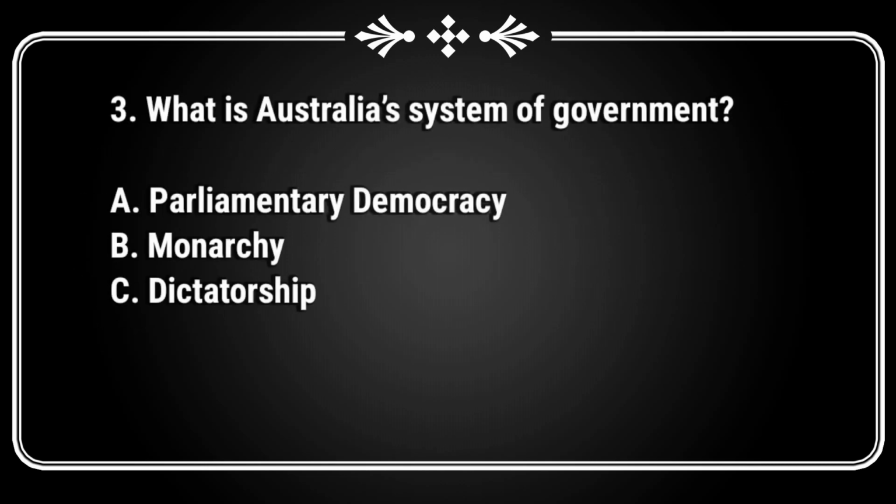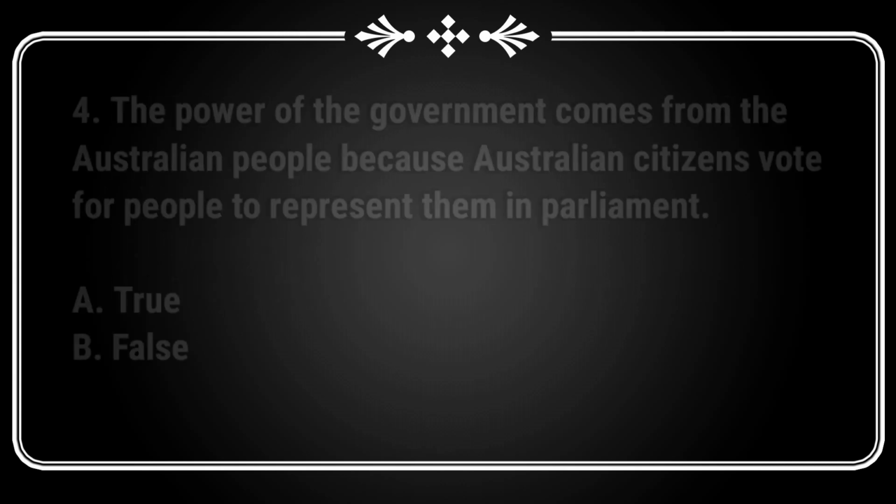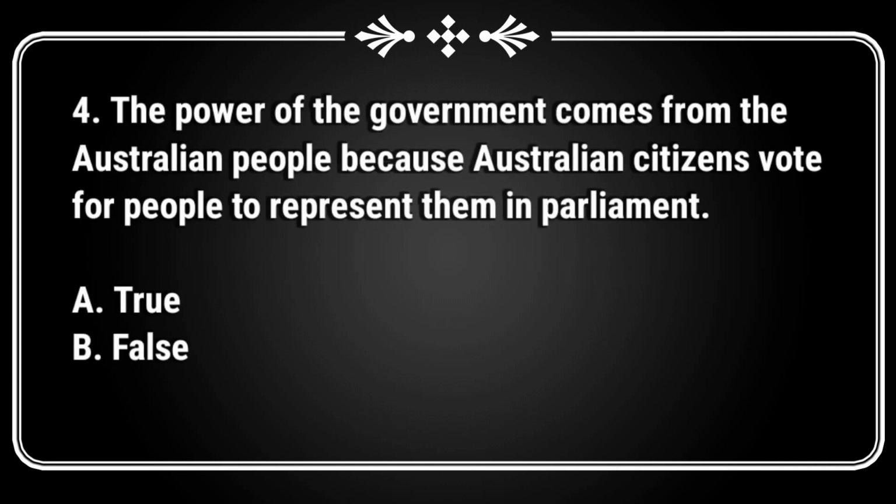Number 3. What is Australia's system of government? Letter A, parliamentary democracy. Letter B, monarchy. Letter C, dictatorship. The answer is letter A, parliamentary democracy. Number 4. The power of the government comes from the Australian people because Australian citizens vote for people to represent them in parliament. Letter A, true. Letter B, false. The answer is letter A, true.